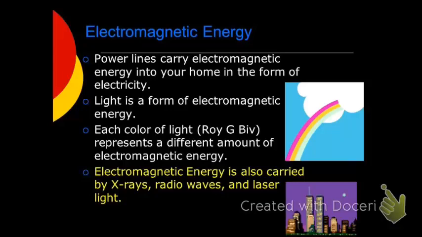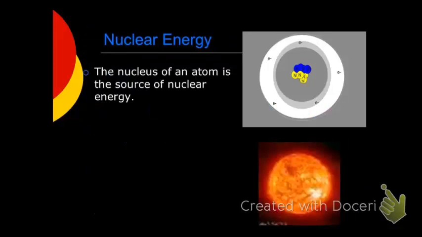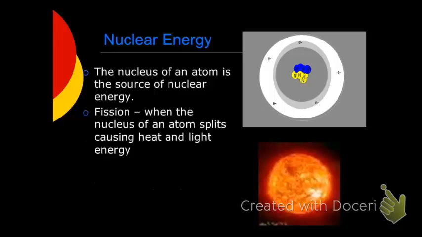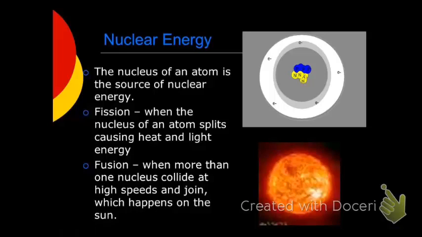And our last form to describe is nuclear energy. Cameron, your turn. So this is the most massive amount of energy that we deal with. When you see the top picture, that's a representation of an atom, and the blue and yellow particles in the middle is the nucleus. If you split those particles apart, you get a huge release of energy in the form of light and heat.